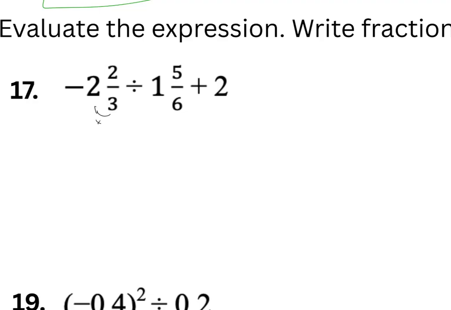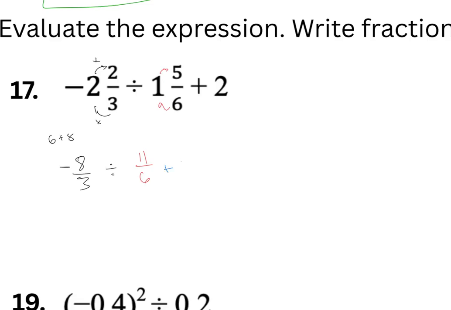2 times 3 is 6, plus that 2 is 8. That's negative 8/3 divided by 6 times 1 is 6, plus 5 is 11.